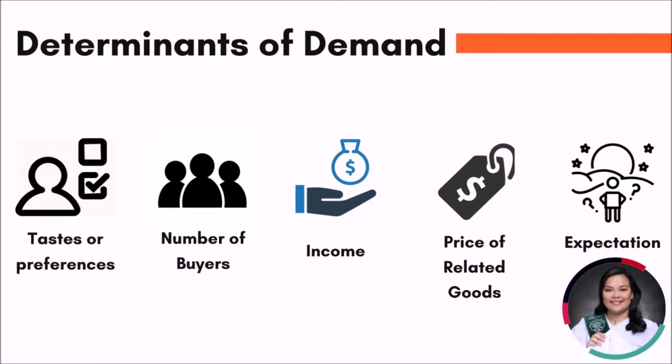The second one is the number of buyers. An increase in the number of buyers will increase demand and make the demand curve shift to the right, otherwise to the left.